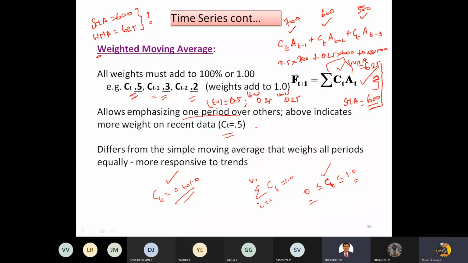Yes, exactly. In this method, different weightings are given to the actual demand of each of the previous n periods, right? Usually, more weighting is given to the actual demand for the most recent periods. So we are going to give more weighting to those. So it is 625, and it is 600.